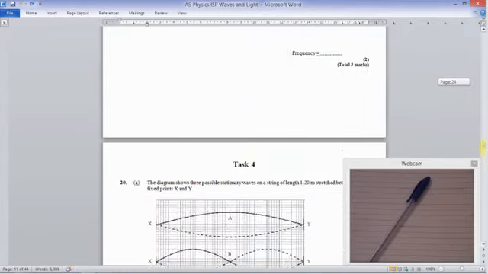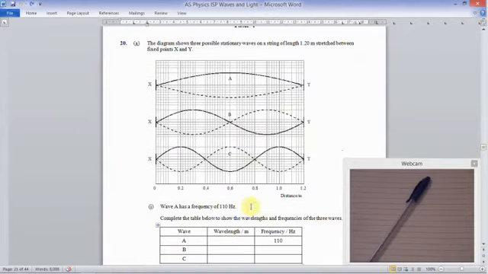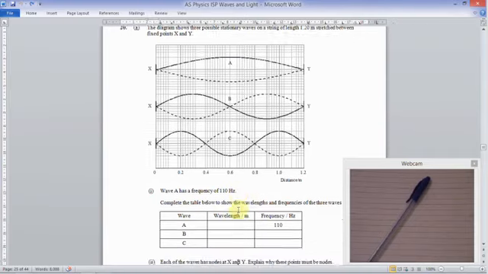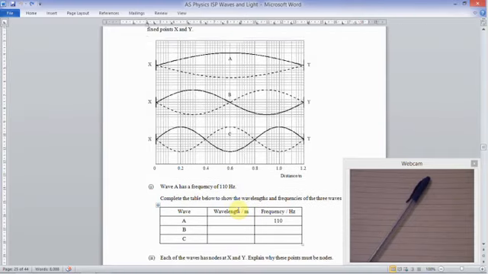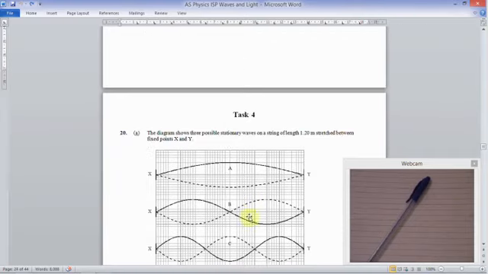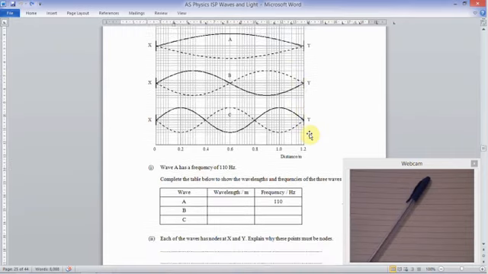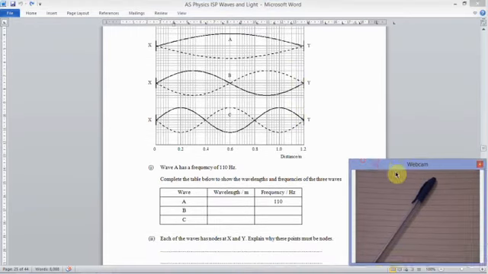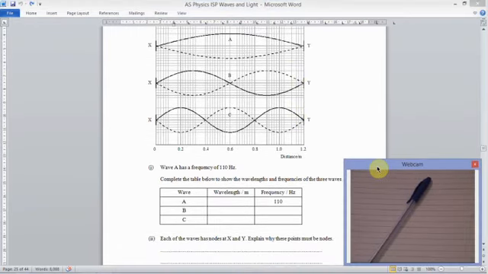So, first question on task 4. Wave A has a frequency of 120 Hz. Complete the table to show the wavelength and frequencies of the 3 waves. So we've got some information. We've got the length of string stretched between X and Y. We need to figure out the wavelength by looking at the diagram. They haven't given us the wave speed, so we can't figure it out from there. We've got to look at the diagram to help us out.